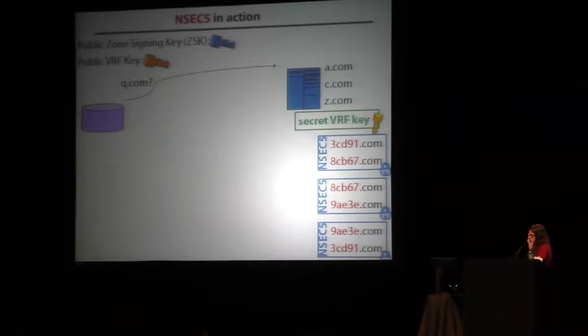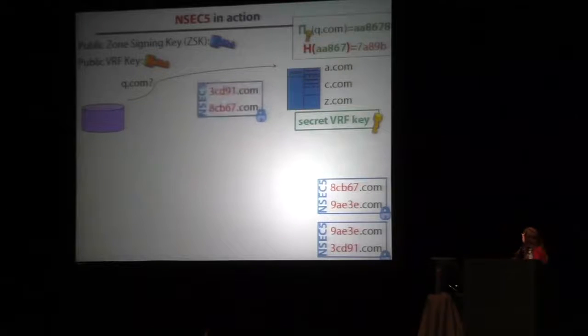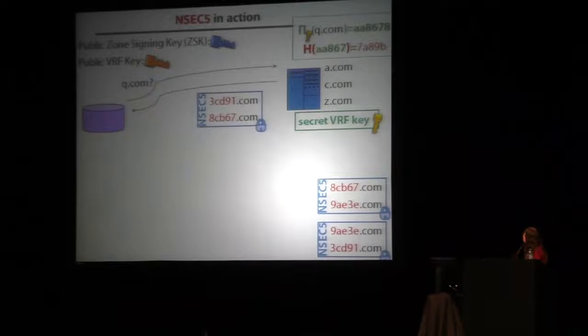So how does NSEC5 work? When a query comes in, the name server needs to figure out what NSEC5 record to deliver to the querier. He has to, quote unquote, hash the query, so he has to compute the VRF value. First, he takes the pi function, applies it to the name using the secret VRF key, and gets this value. Then he hashes this output and gets this value here. Now he just looks up the NSEC5 record that covers this value. You can see that 3 blah blah blah comes before 7, and then 8 comes after. So this NSEC5 record covers this value here, and now he delivers it to the resolver.